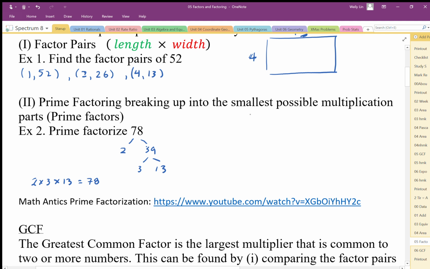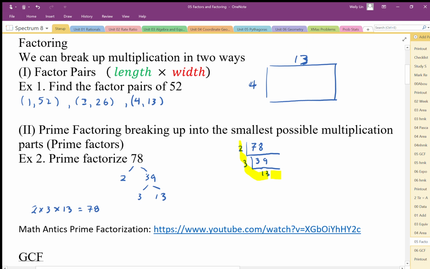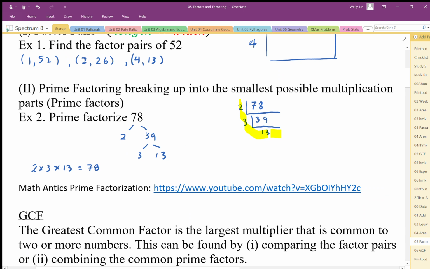The other way we can do it, and this is just a different way to do the same thing, is to use these factor boxes. We divide 2 into 78 and we get 39. We can divide 3 into 39 and we get 13. All the outside pieces then represent the prime factors. As soon as we get down to a factor that we can't break down anymore, we're finished, and that represents the prime factors. So that's factoring. We can do it in factor pairs or prime factors, and there are different times when we'll use one versus the other.